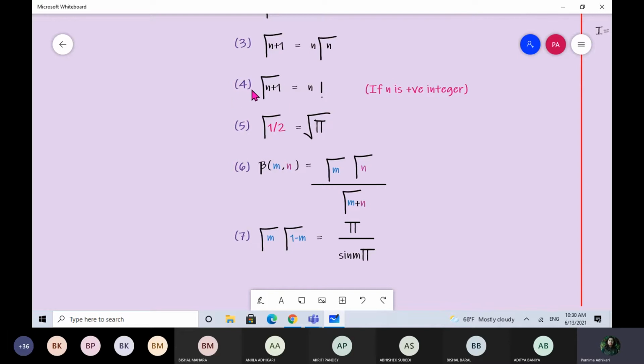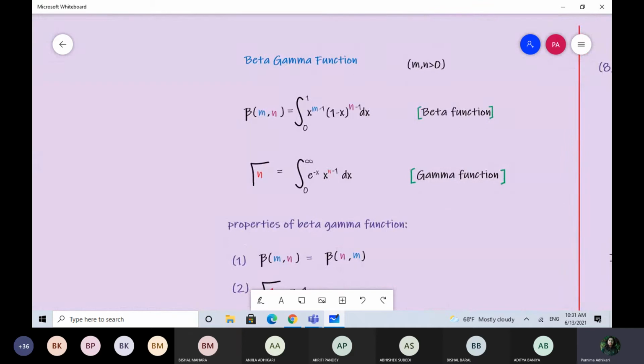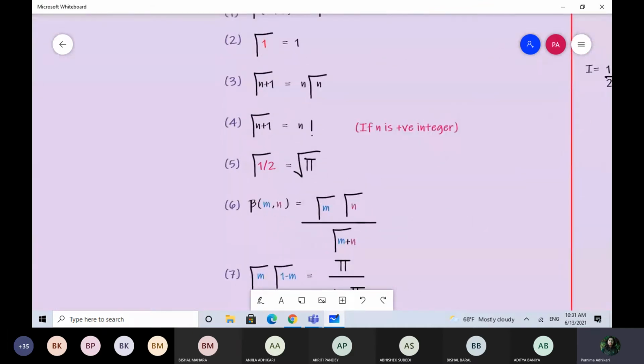So last time we have discussed this part also, that gamma is a generalization of factorials. This property number 4 proves that. Okay, so property number 6 gives you relation between beta function and gamma function. Very important, you have to remember this. The relation between beta function and gamma function means these two integrals are related to each other. How are they related? So what is beta function? What is gamma function? You all know what are their integrals. So according to this property, beta m comma n is equal to gamma m into gamma n divided by gamma m plus n.